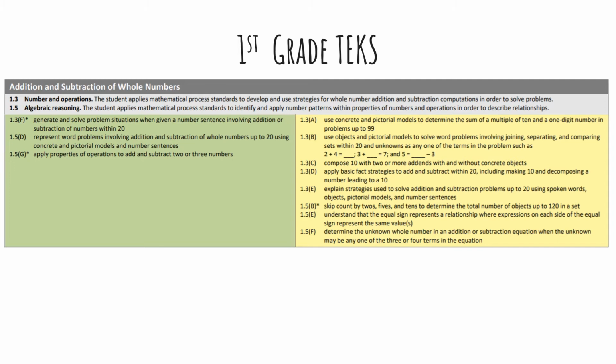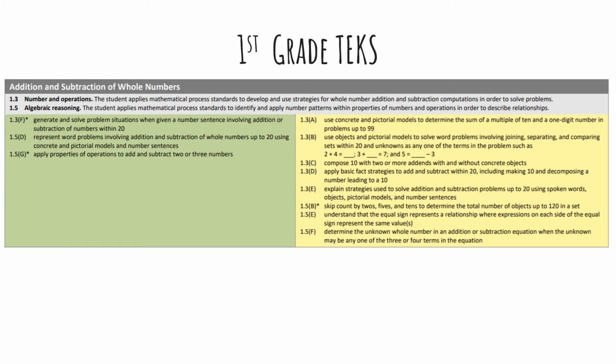They apply basic facts to add and subtract within 20, including making 10 and decomposing a number leading to a 10. They explain strategies used to solve addition and subtraction problems up to 20 using spoken words, objects, pictorial models, and number sentences, just like kinder. They can now skip count by 2s, 5s, and 10s to determine the total number of objects up to 120 in a set, which we know will later connect to multiplication in future grade levels.